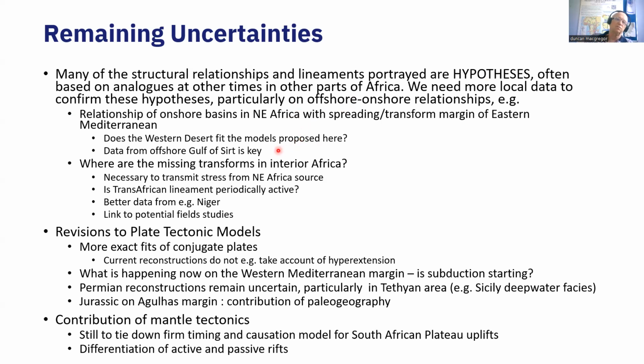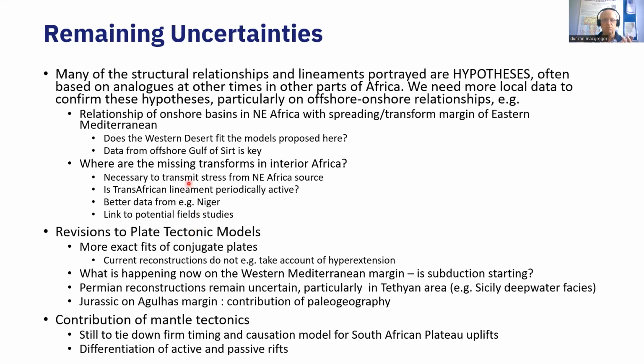For instance, data from the offshore Gulf of Sirte is key to understanding how one transform turns into another transform. Where are the missing transforms in interior Africa? There must be more in order to transmit stress from Northeast Africa to areas like the Benue Trough and the Mandera Lugh Basin. The Trans-African lineament is a candidate here, as is the Agadem line of Niger. Probably we need to link the observations from these basins, and again we need more of them, to potential field studies to really map where the missing transforms are.